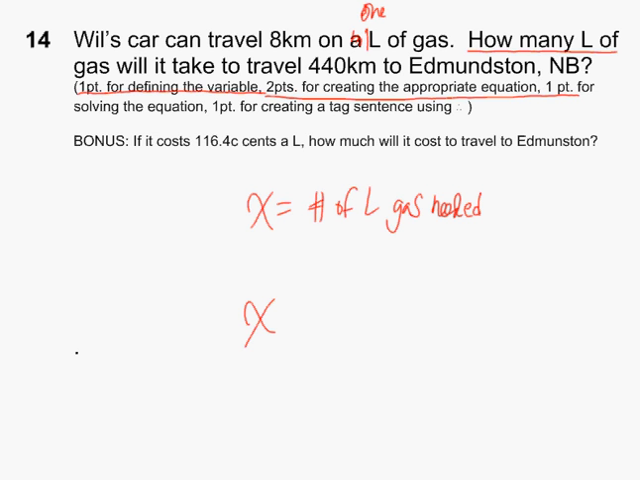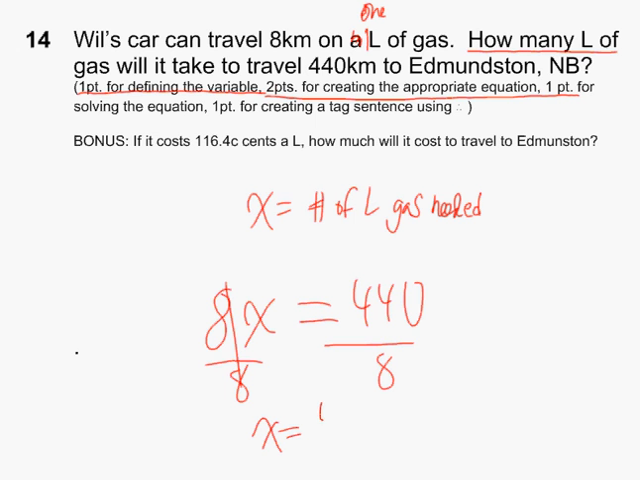So for every liter of gas, that's represented by x, if I multiply that by 8, that will tell me how far I can go. So for example, on 1 liter of gas, I could travel 8 kilometers. If it was 10 liters of gas, I could travel 80 kilometers, and so on and so forth. So the expression 8 times x really represented how far I can go. Now that has to equal the distance from here to Edmundston, which is 440. So that's the equation that I need to solve for my variable. Once I solve for it, that will be how many liters I need. So I'm just going to isolate by dividing both sides by 8.